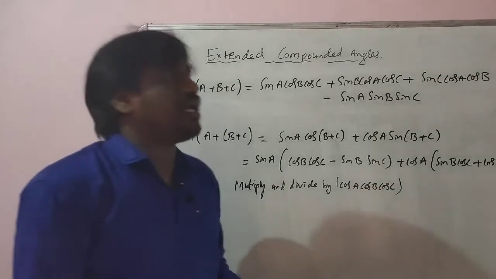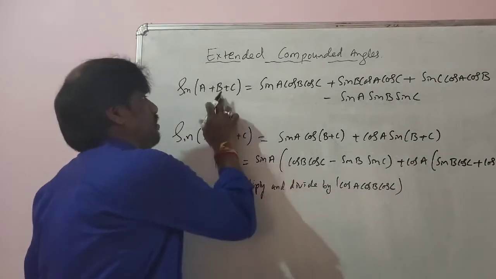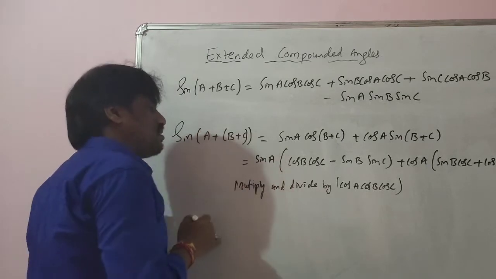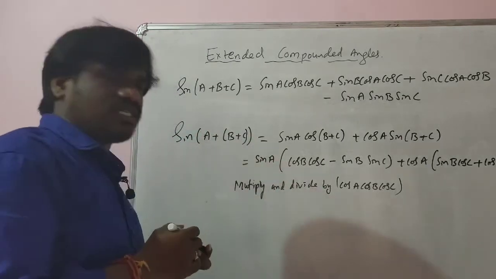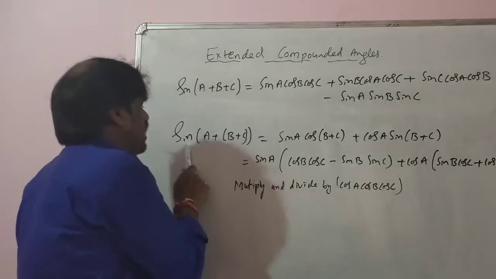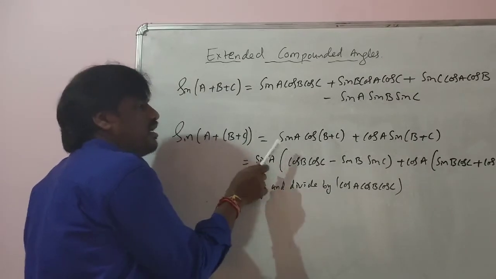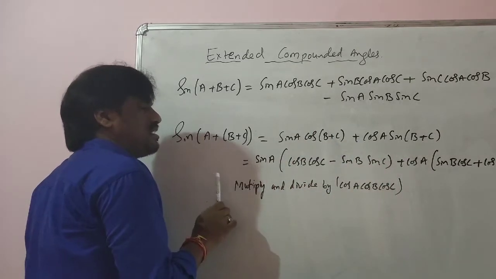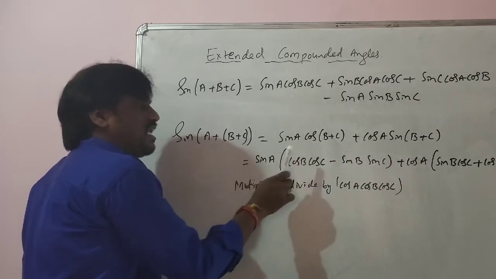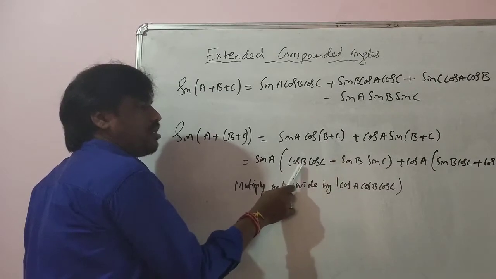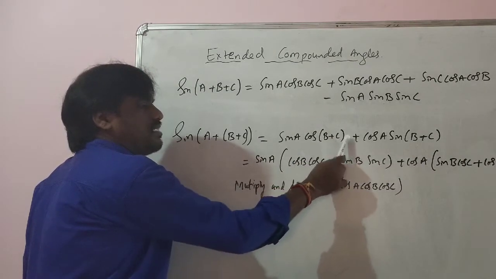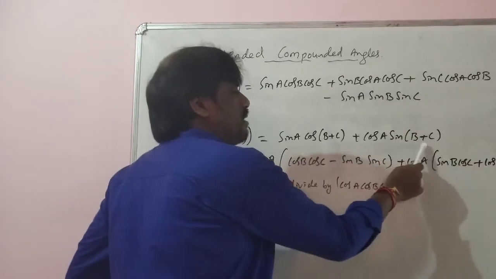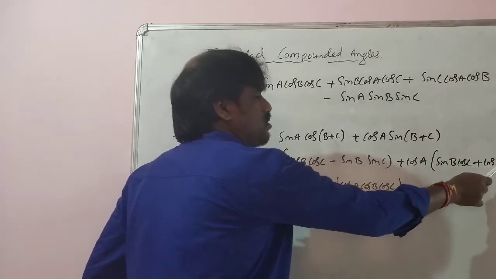So here, how did we get the formula for sin of a plus b plus c? You know the sin a plus b formula is sin a cos b plus cos a sin b. Likewise, sin of a plus b plus c is written as sin a cos of b plus c plus cos a sin of b plus c. So we can write sin a into cos of b plus c, which is cos b cos c minus sin b sin c, and cos a into sin of b plus c, which is sin b cos c plus cos b sin c.